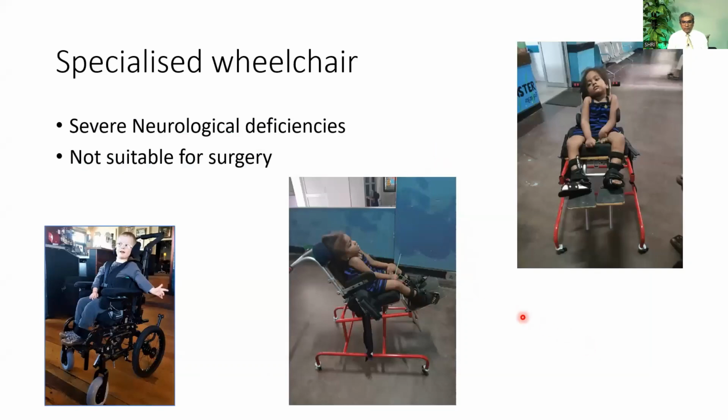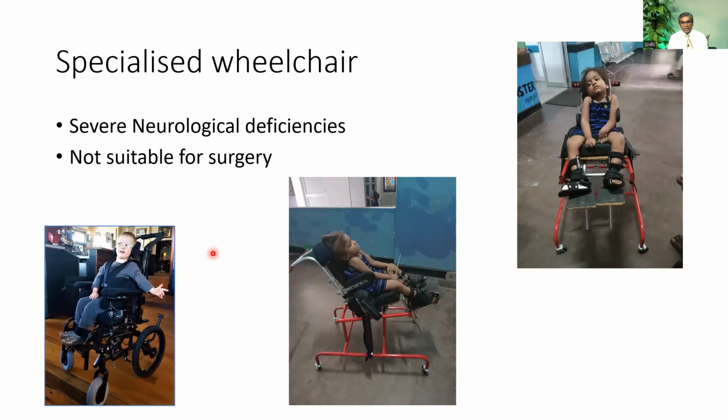As I told you before, sometimes a child is not suitable for surgery, especially when they have severe neurological deficiencies, like these children with cerebral palsy, hemiplegic, those sort of children. They would benefit from what you call a specialized wheelchair. Now, this wheelchair you can see in this picture, it supports the child in upright position, and it supports the trunk with supports on either side of the spine. So basically, it's like a brace that they are using whilst they are on the wheelchair. So these are called specialized wheelchairs.